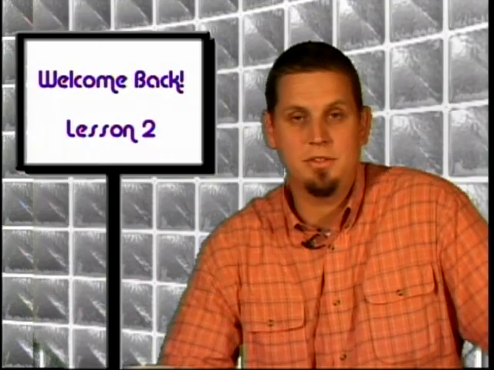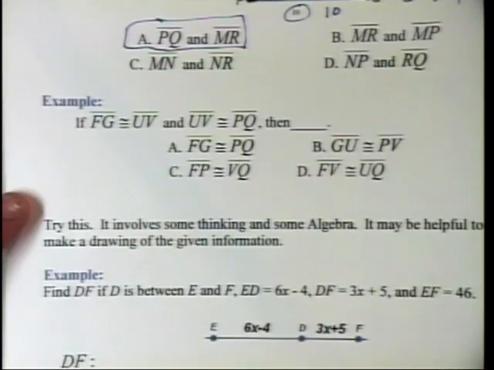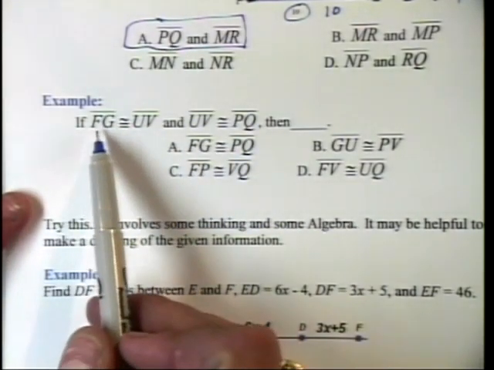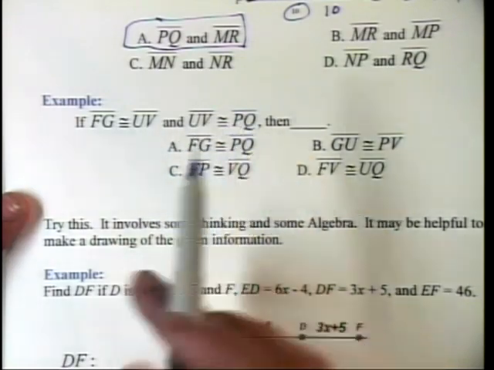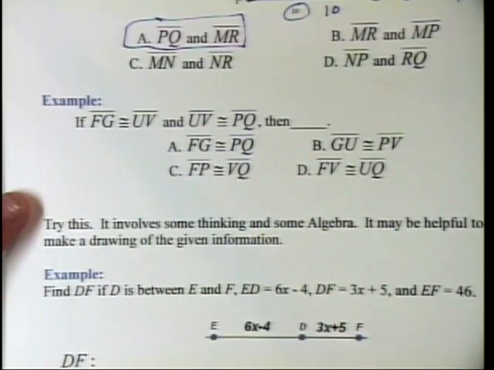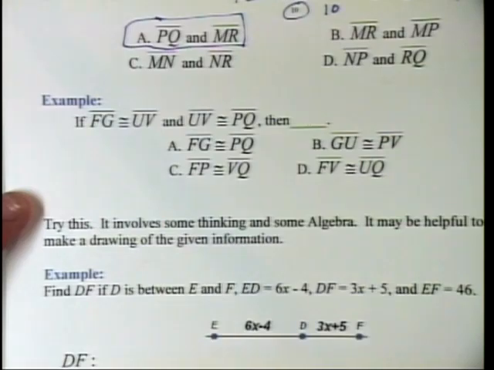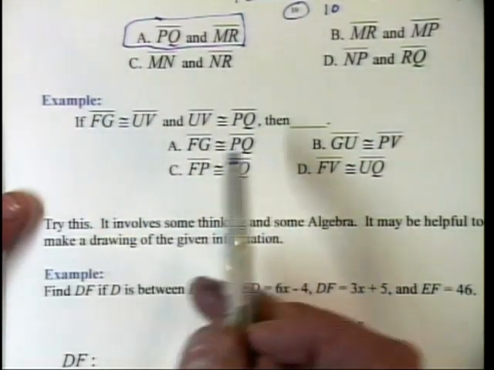Let's jump right back into Lesson 2. Another example dealing with segments here. If segment FG is congruent to segment UV, and segment UV is congruent to segment PQ, then what do we have here? We have to figure out which other 2 segments are congruent.